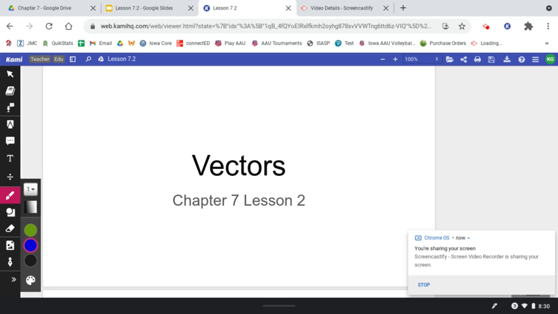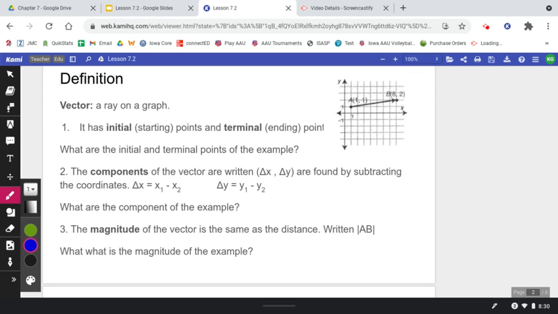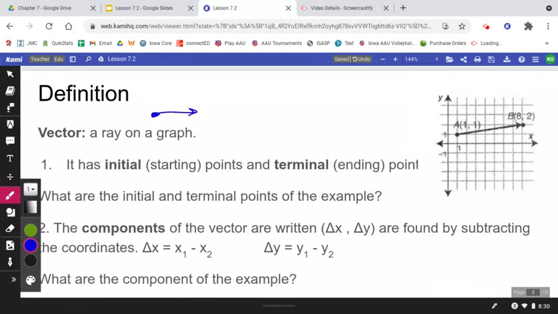Chapter 7, Lesson 2 is vectors. So a vector is basically a ray. So remember, ray from Chapter 1, with an initial point and an arrow, is a ray on a graph. So it has an initial or starting point and a terminal or ending point. Looking at this example, it asks what is the initial point? Well, the initial point is where the dot starts, so that's 1, 1. And the terminal point is 8, 2.